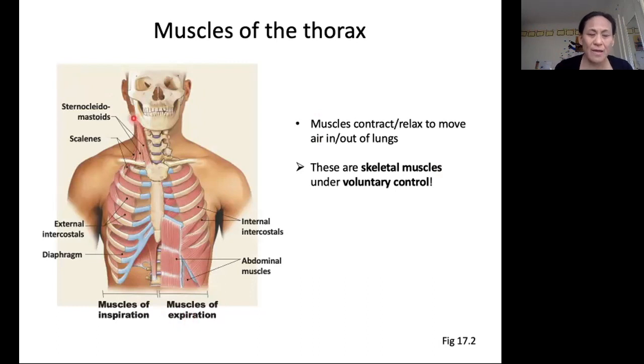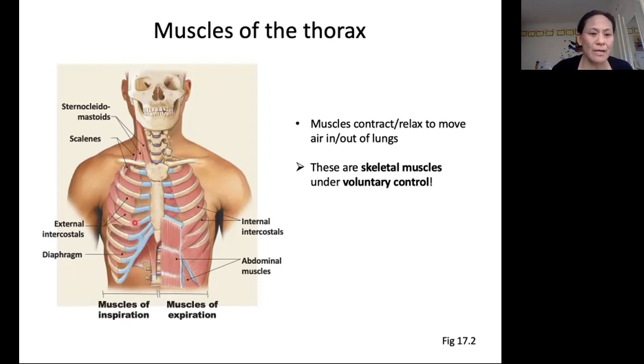Okay, so we have, don't worry about the names, some muscles up here that are holding the top of the rib cage. We have muscles on the outside of the rib cage. We have some muscles on the inside of the rib cage. And then at the bottom of the thoracic cavity, we've got the diaphragm. The way this figure works is you're looking through the ribs and you can see the diaphragm in there. So the diaphragm is kind of at the bottom of your rib cage.